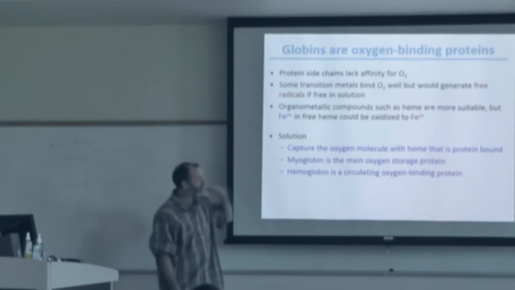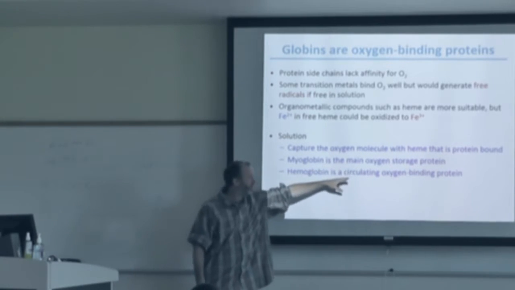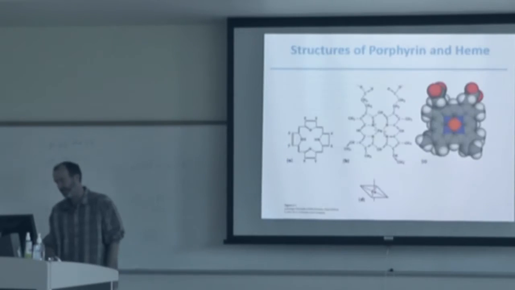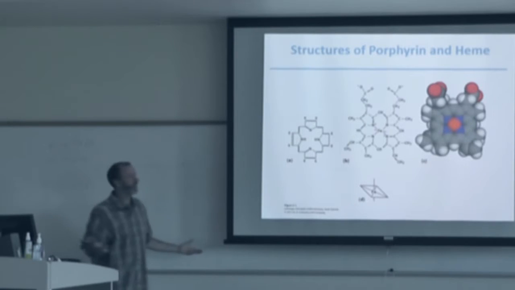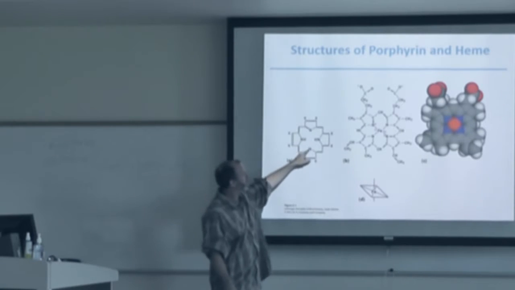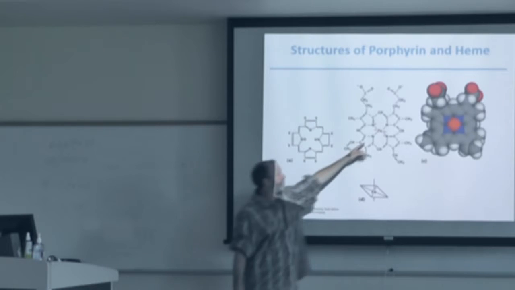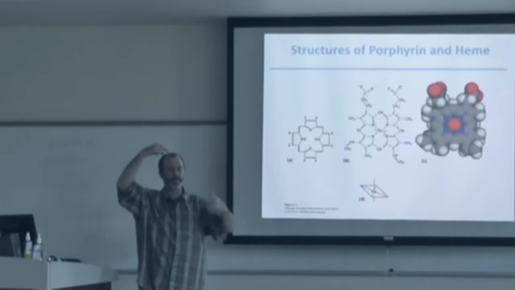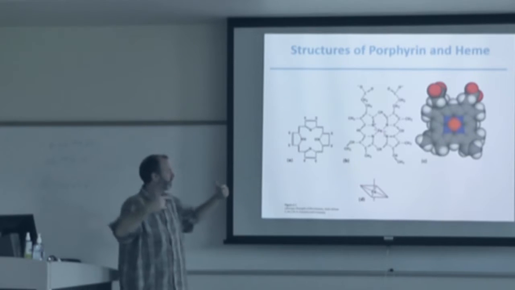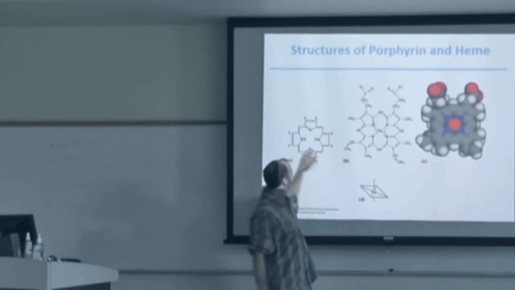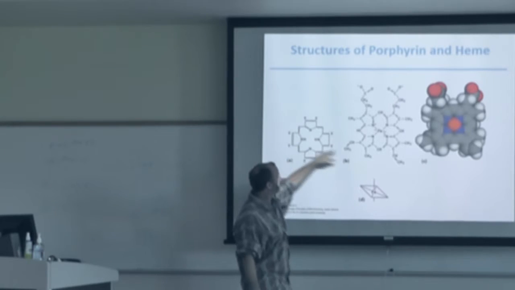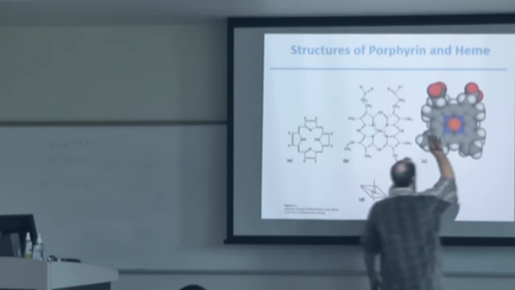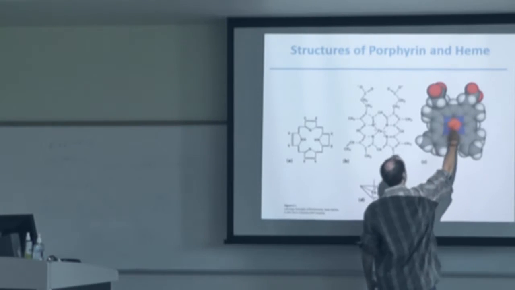So myoglobin is the main oxygen storage protein. Hemoglobin is the circulating oxygen binding protein. And this is the porphyrin ring and heme. So you have these nitrogens around iron. If you guys remember, iron is one of those transition metals, so it's got all those places for electrons to coordinate into those empty shells. And you have the electrons here on the nitrogen, which will coordinate this iron and keep it in the heme ring. It's like this planar ring, the iron binds in its center.